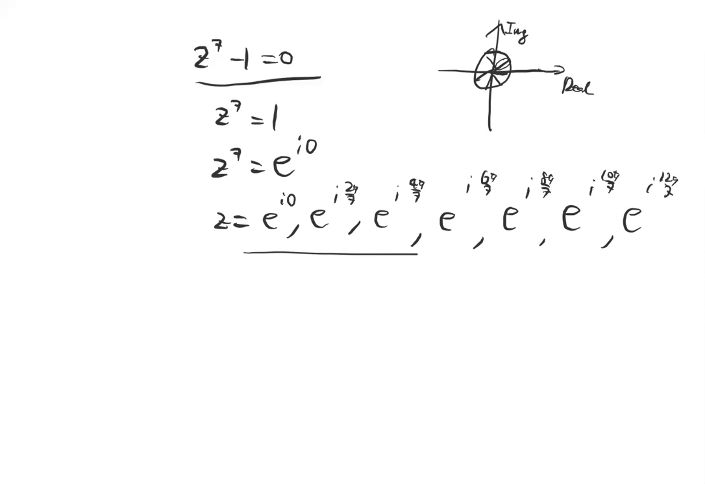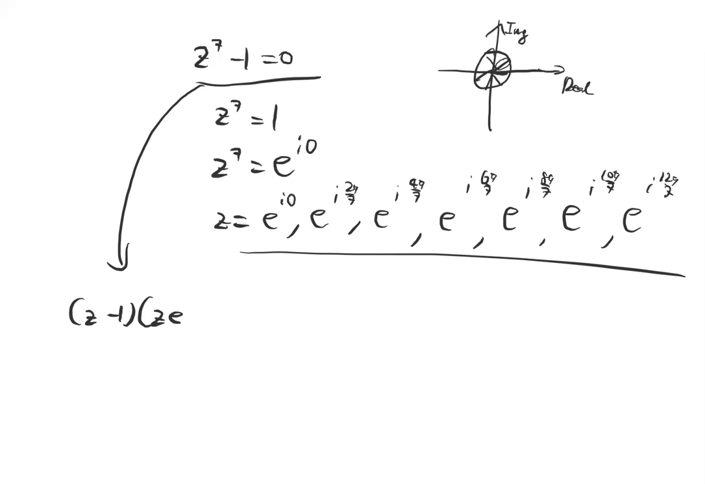So if you look at this, we have 7 roots. Since we know all of these roots, we can rewrite this equation in terms of root. So we can do z minus 1 times z minus e to the power of 2 pi i over 7, all the way to z minus e to the power of i 12 pi over 7.